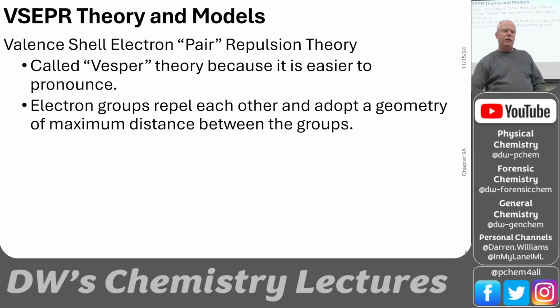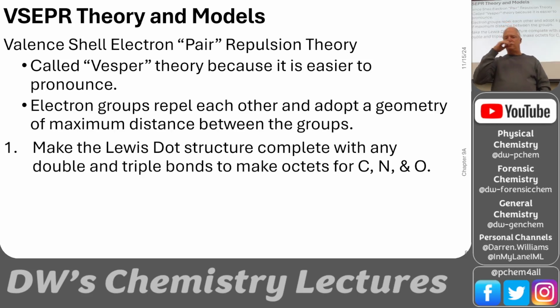So we're dealing with valence shell electron pair repulsion theory, and it's part of the name, but it's not always a pair of electrons. It really should be electron groups or electron domains. We also call it VSEPR theory because it's easier to pronounce. It's the electron groups that repel each other and adopt a geometry of maximum distance around each atom.